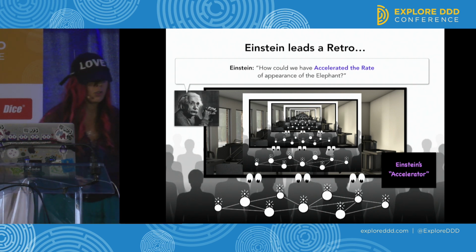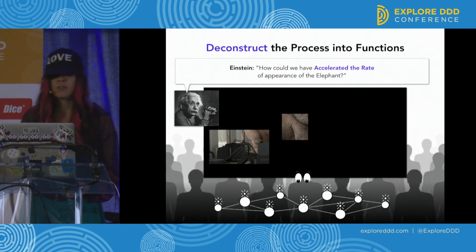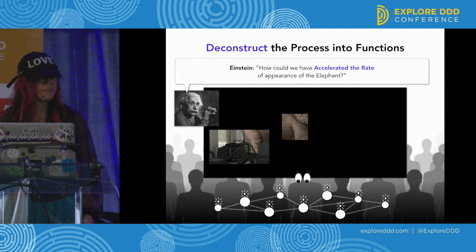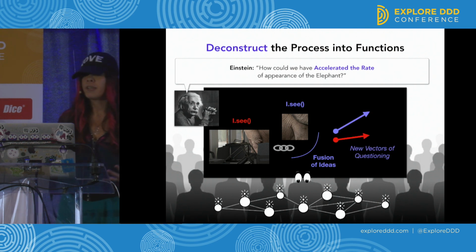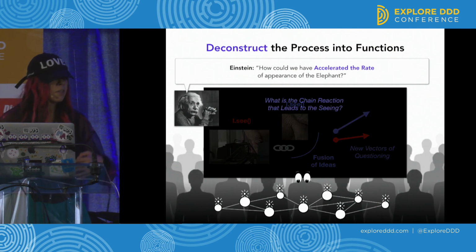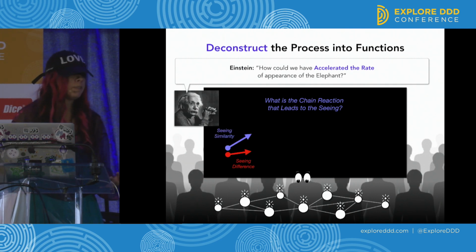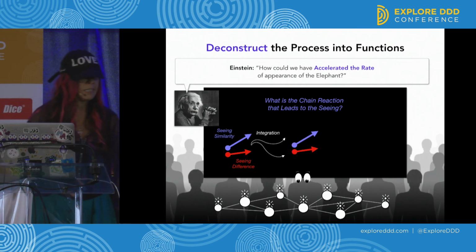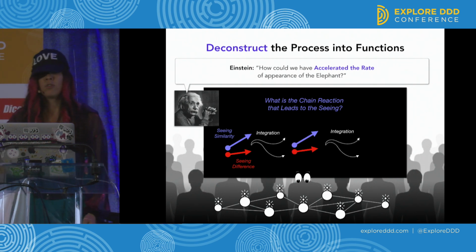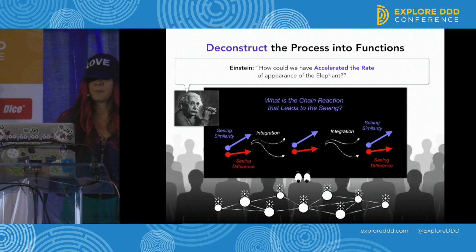It's a great question because it leads us into deconstructing the process of seeing into functions. So we've got these two pieces of the elephant that we see from different perspectives. And then when we fuse those ideas together, it leads to new vectors of questioning. So if we look at and think about what is the chain reaction that leads to the seeing, well, we see similarities and differences, then we integrate that seeing, we see more things, we integrate that, and we have this chain reaction of seeing that eventually leads to this breakthrough insight.